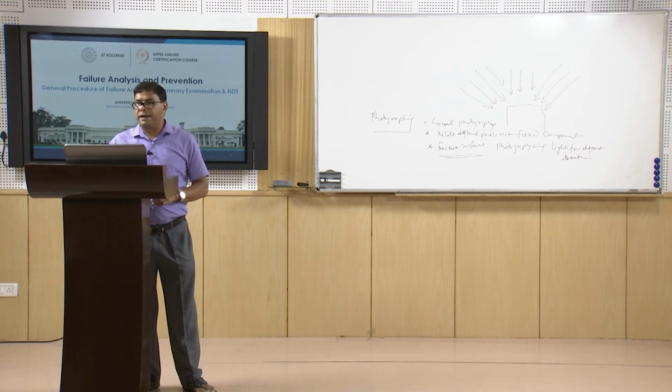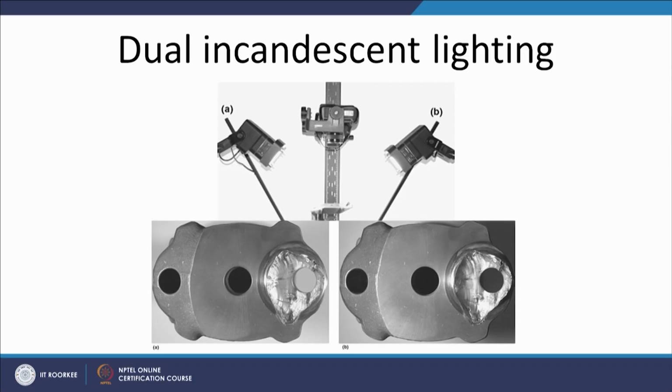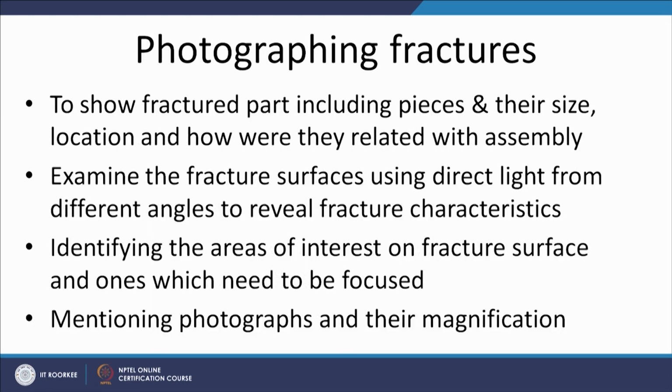So, for this purpose I have one photograph, this one. What it shows is the photographing of the fracture surfaces to show the fractured part, including pieces and their sizes, locations, and how the different parts were related with the assembly. Examine the fracture surface using direct light, the normal one, and then direct the light from different angles to reveal the fracture characteristics, identifying the areas of interest on the fracture surface, the ones which need to be focused on.